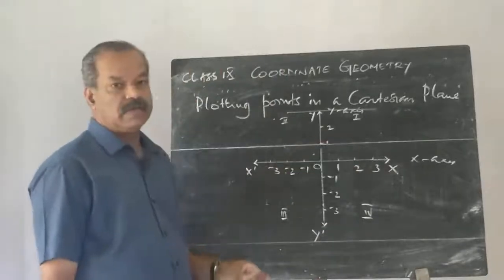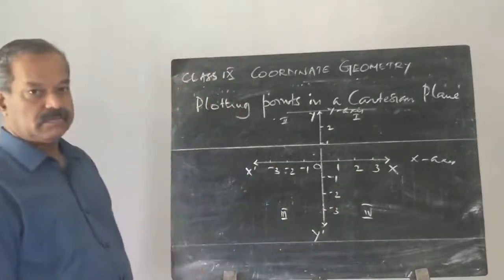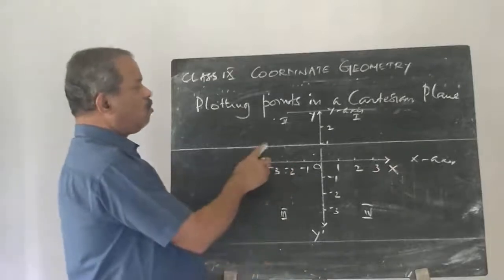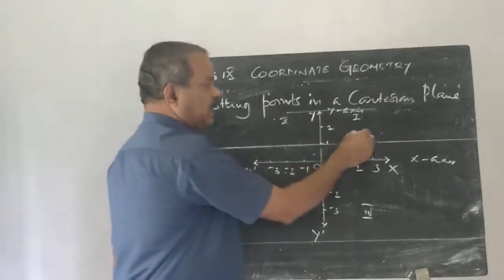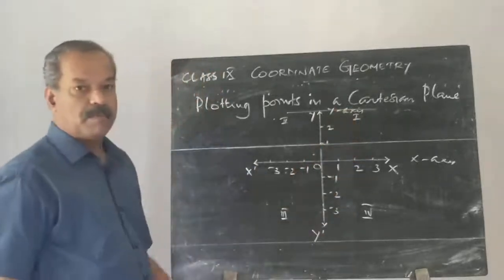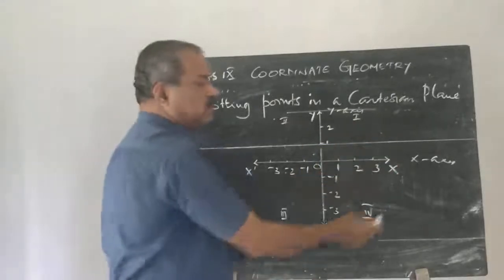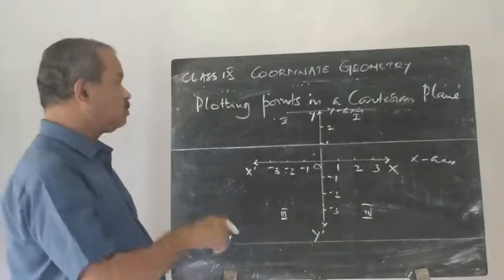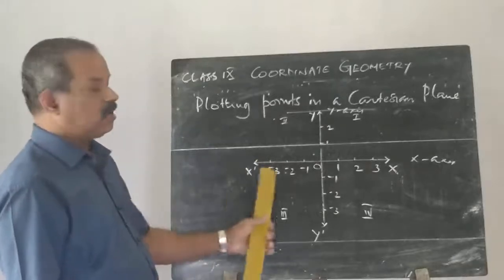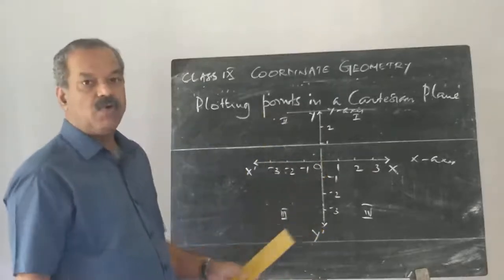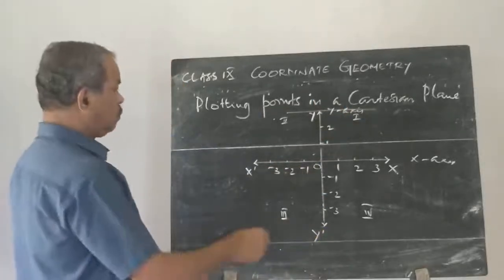What is another name of the x coordinate? Abscissa. Another name of the y coordinate? Ordinate. Now we are going to see how we can plot points. In the last class we saw how we represent a point on the Cartesian plane using two numbers, the x coordinate and y coordinate. Now suppose we are given the x and y coordinates of certain points. How will you mark or plot these points in the plane? That is what we are going to see now.